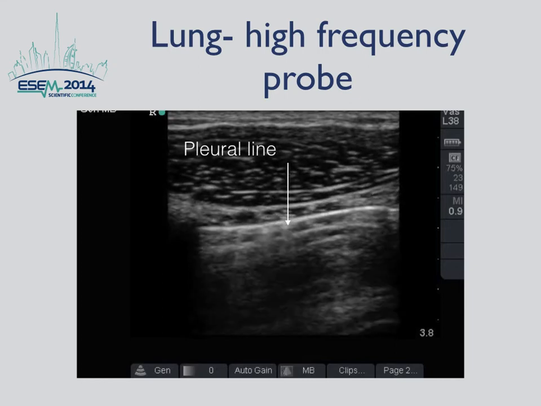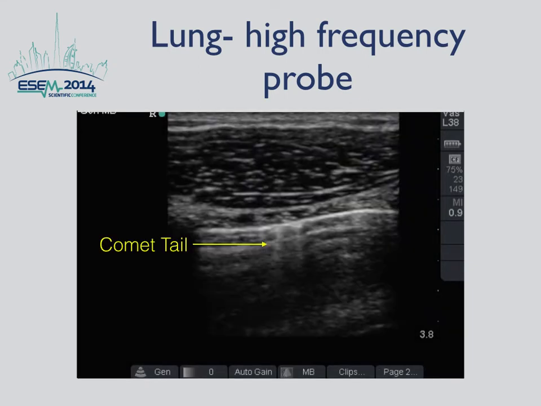So this is a normal lung sliding of the pleural line. And this is a frozen image showing a cometail, which is a reverberation artifact originating from the pleural line. Normal lung sliding and the presence of cometail artifact rules out pneumothorax with a 100% negative predictive value.